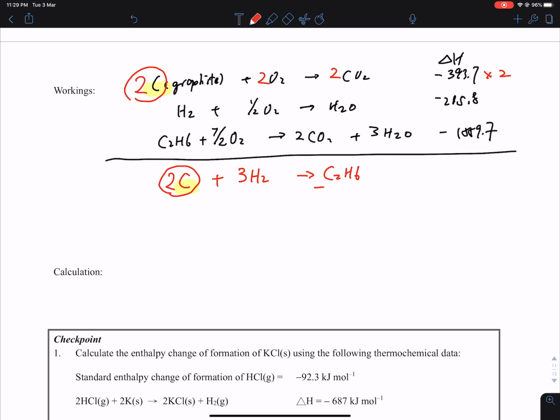Okay, number 2. Hydrogen also matches the reactant side of the target equation as well. So I use purple color. So target, and then we multiply by 3. Because in the target equation, we get 3 hydrogens, 3H2. So times 3. And the last one over here, I use blue color.